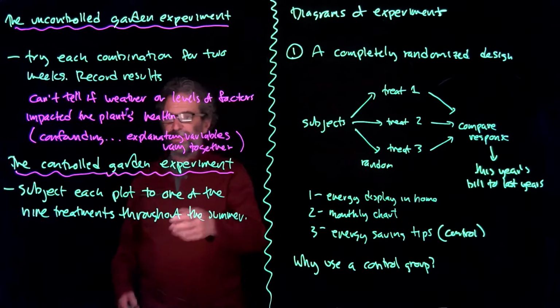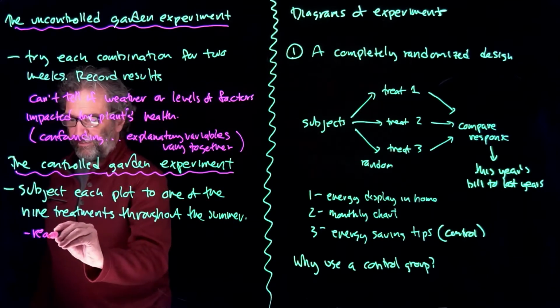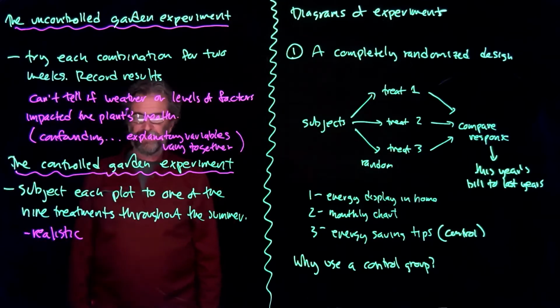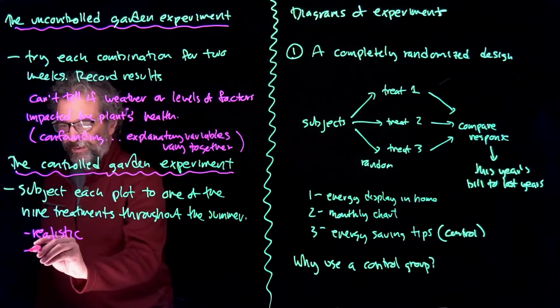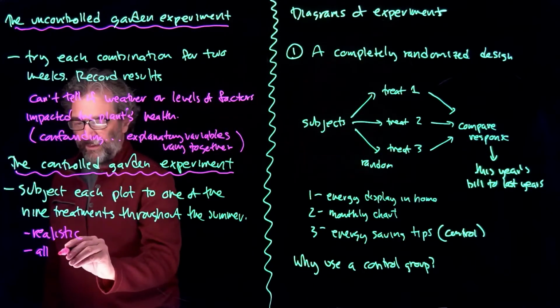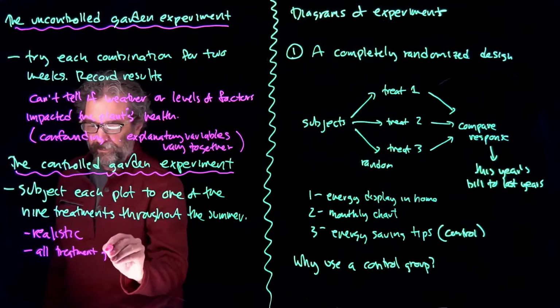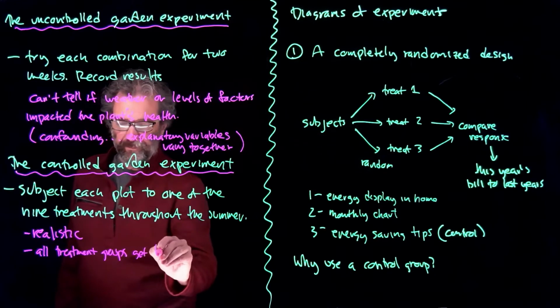So this is the most realistic in terms of how the garden responds. It's realistic because we're using the same treatment over the whole summer. And now we know all treatment groups get the same weather.